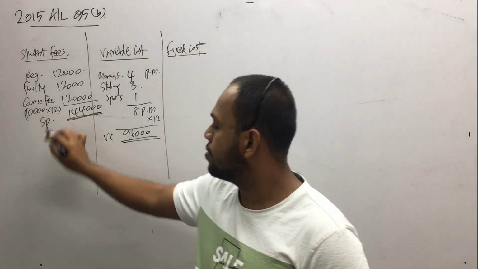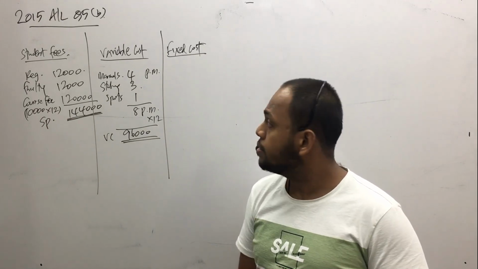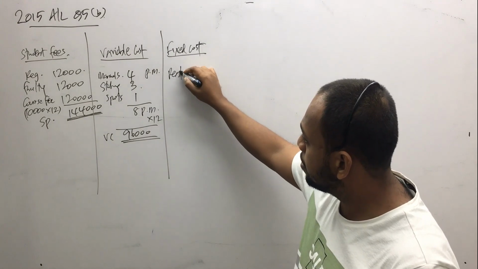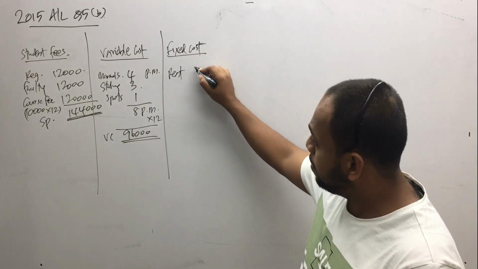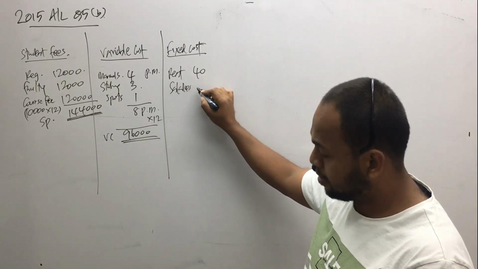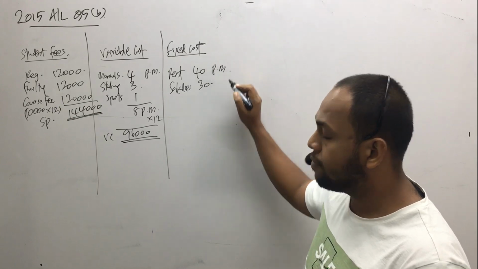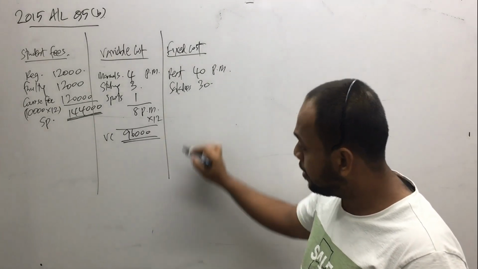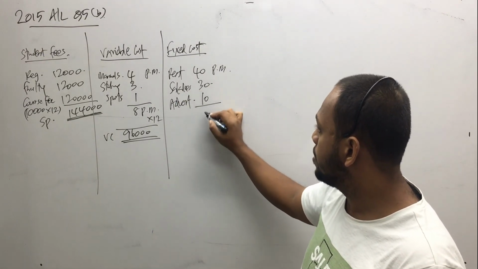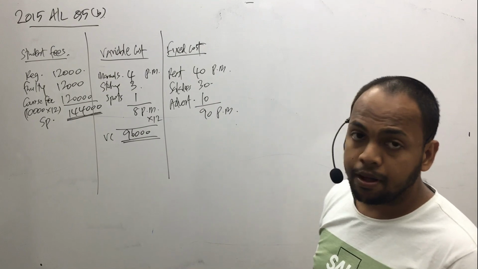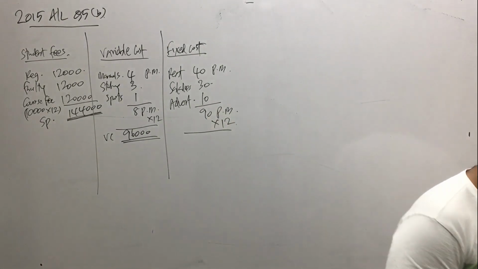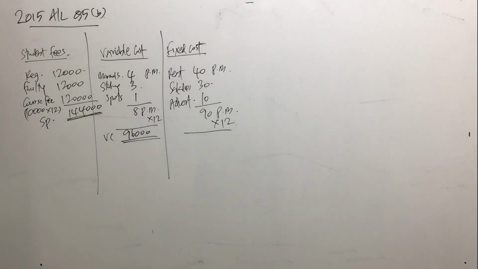This is the selling price. Now the fixed cost we need to take annual. Rent 40,000. Salaries 30,000. All these are given monthly. Advertising 10,000. 90,000 per month. So multiply by 12. Then you will get 90 into 12.